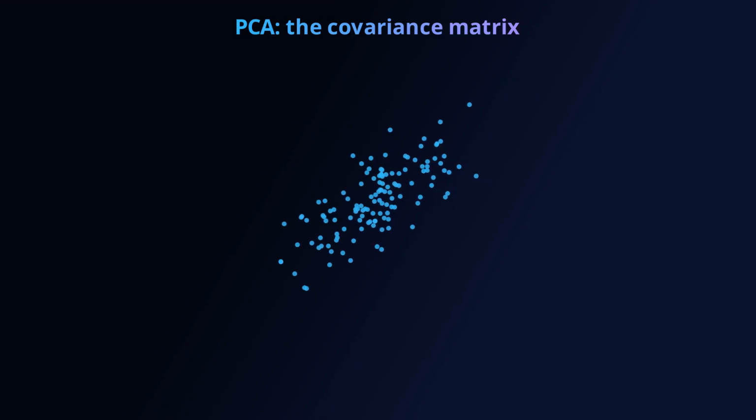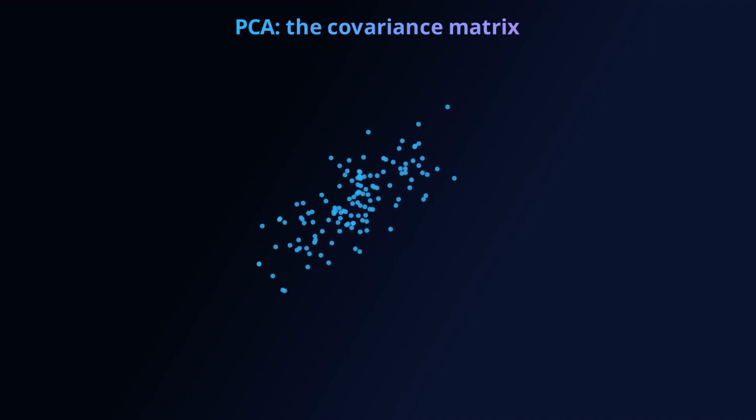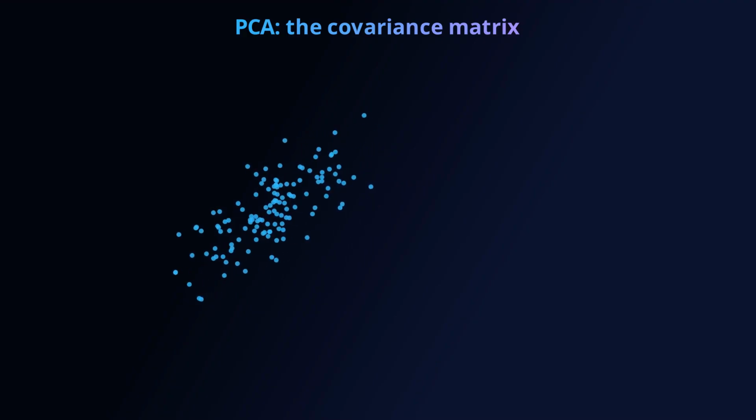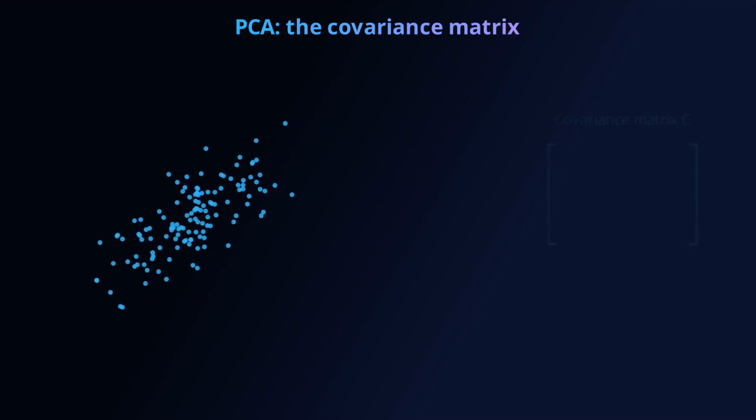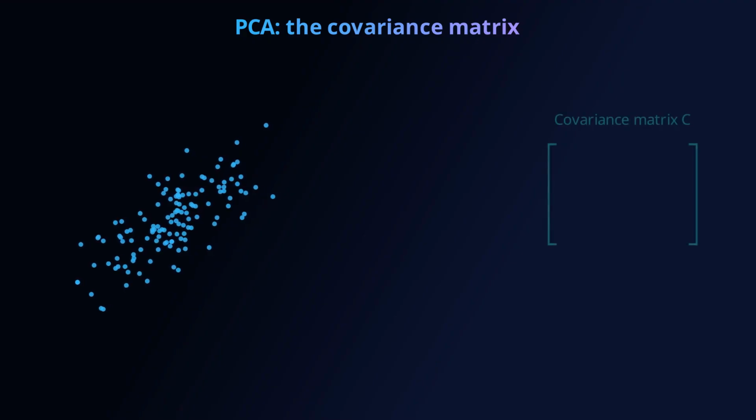So far this has all been geometry, arrows and shadows. But to compute these directions we need a bridge to algebra, and that bridge is one of the most important objects in all of data science, the covariance matrix. Let's build it up slowly, piece by piece.